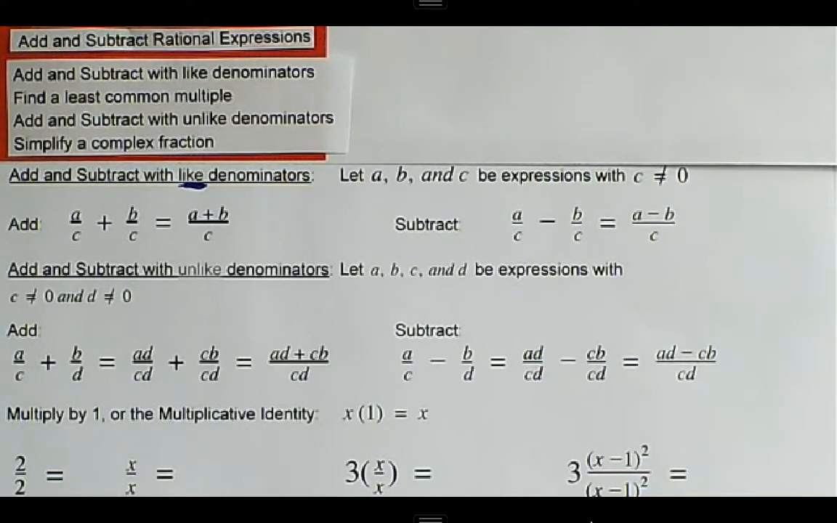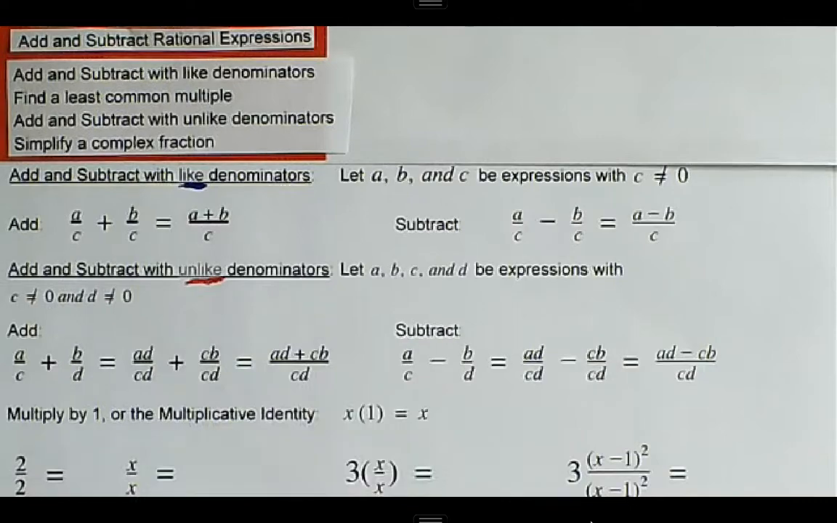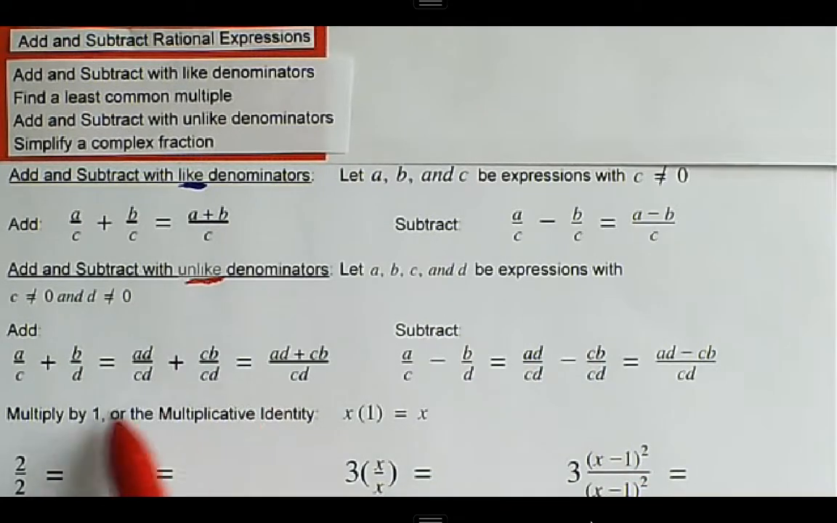If we want to add and subtract with unlike denominators, then let A, B, and C be expressions with C not equal to 0 and D not equal to 0. Again, C and D can't be 0 because they're in the denominator. So if we're trying to add A divided by C plus B divided by D, we can't add these together because they have to have a common denominator.